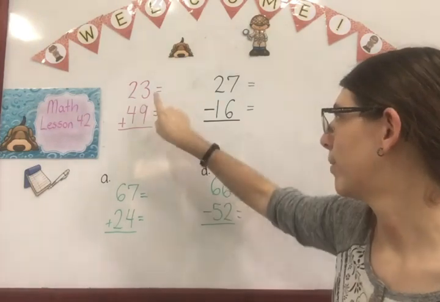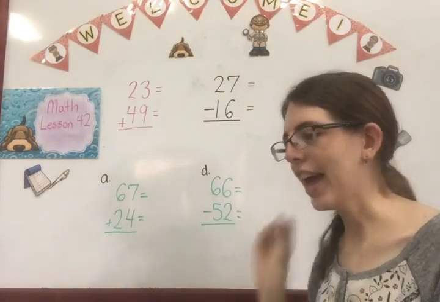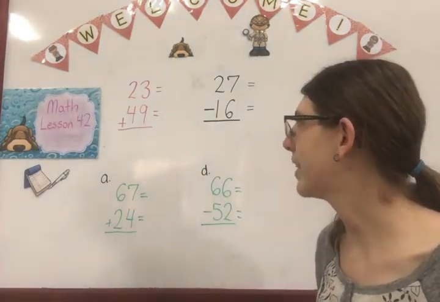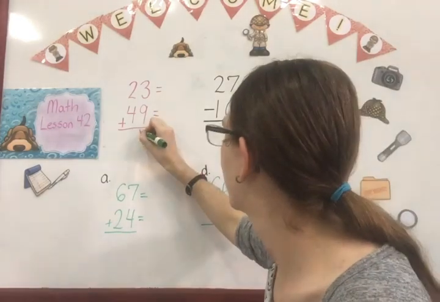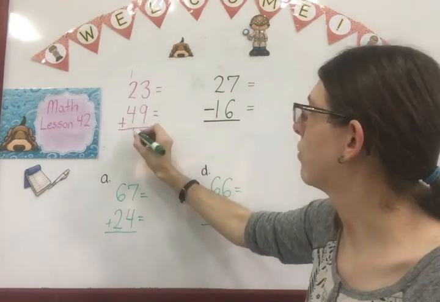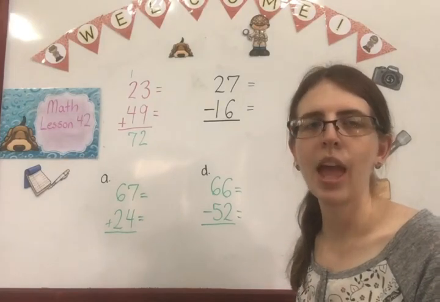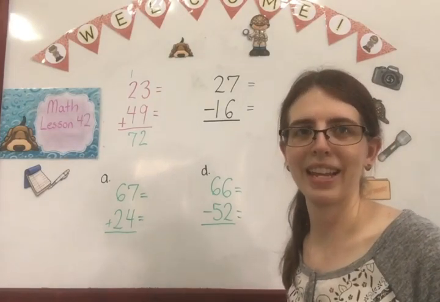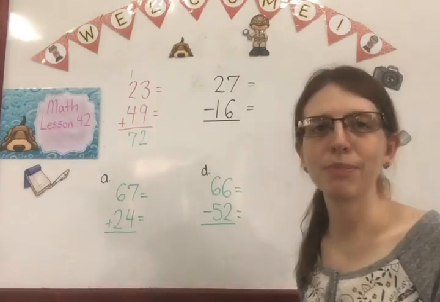Here's my problem. 23 plus 49. Well, if I add that up, I would get 3 plus 9 is 12. Carry the 1. 1 plus 2 is 3, plus 4 is 7. So I would have 72. But what if I want to estimate my answer? Well, I first need to round my numbers.